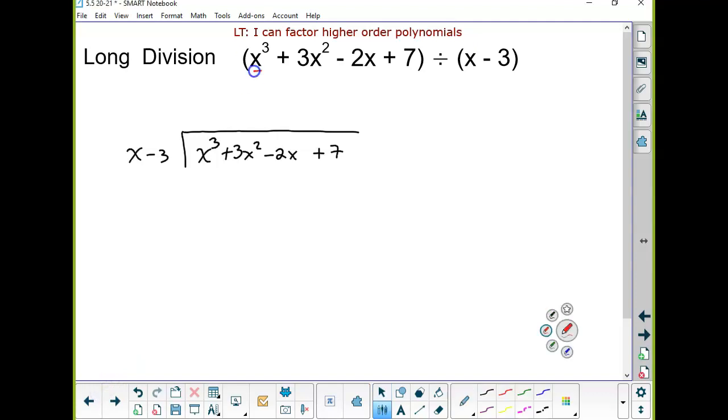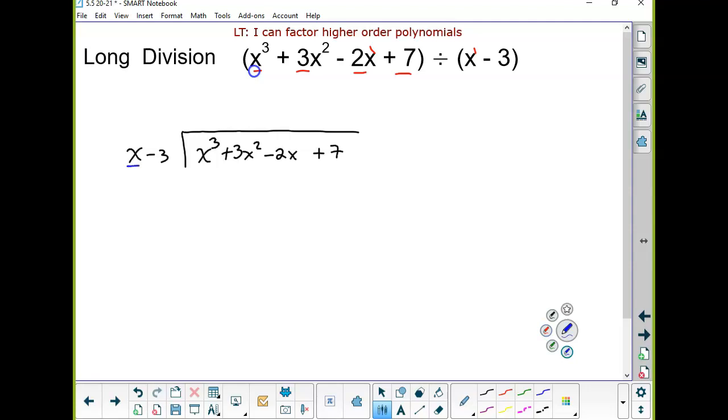Do I have any missing terms in my original polynomial? Right, we have x to the third, and then we go down to 2. Technically, there's always a 1, and then we have a constant. So there are no missing terms. But what about what we're dividing by? Well, I have x to the first, and then a constant. So there are no missing terms, which means I do not have to put in a placeholder of 0 anyway. So let's go ahead and start.